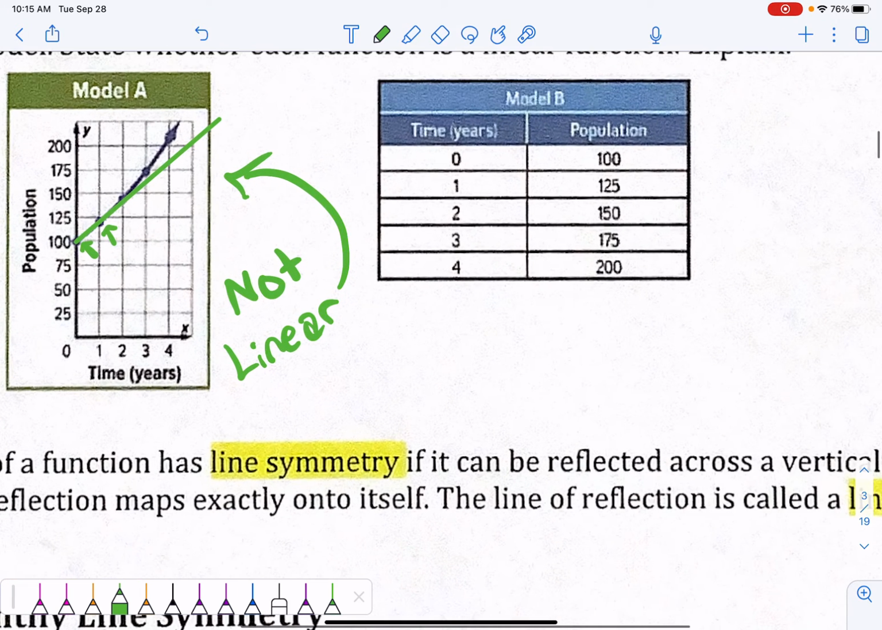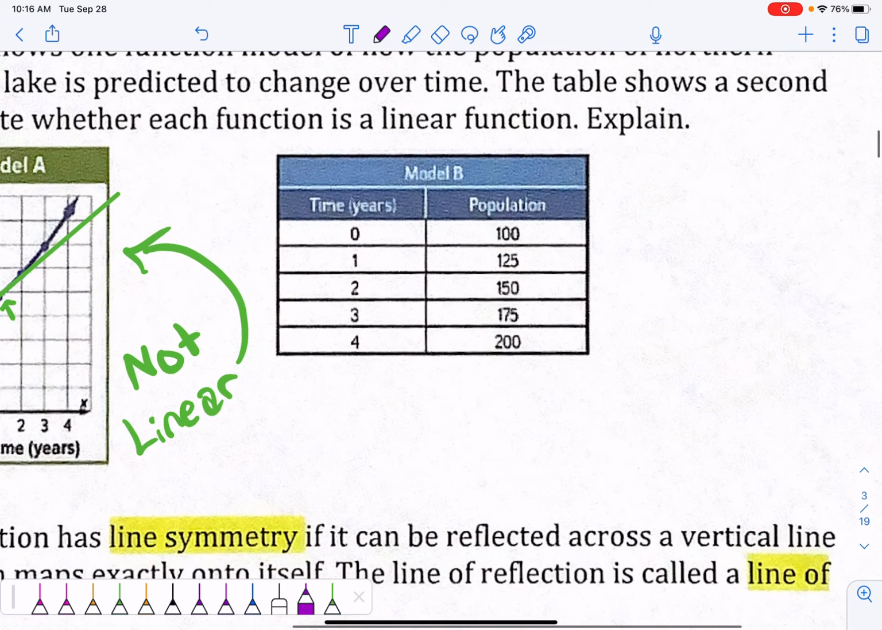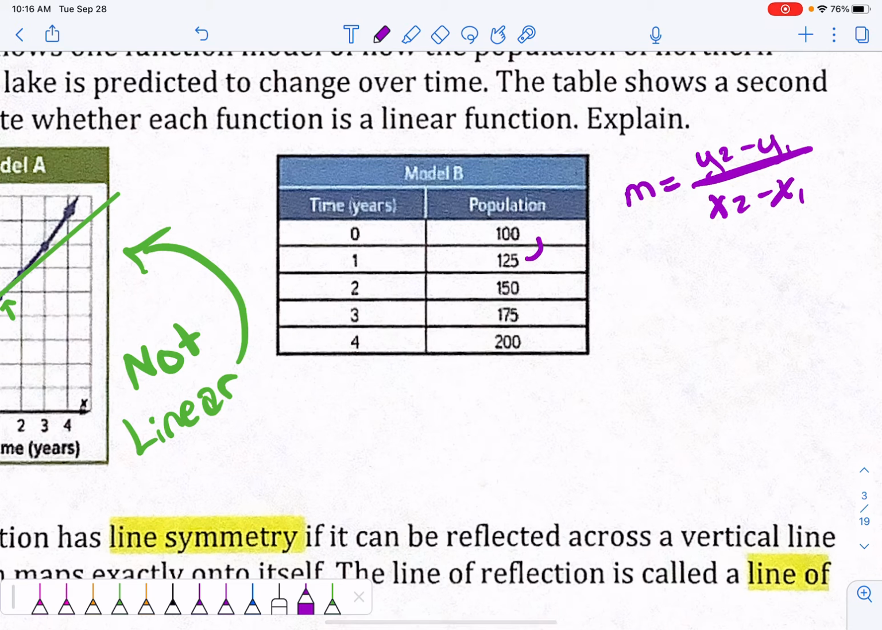Now let's look at model B, and when we look at the table, we've done this before actually. We're trying to see whether the values are going up by a constant amount each time, right? If I am trying to find slope, I'm doing y2 minus y1 over x2 minus x1, right? And we've done this before where we take this one minus this one, etc. But I'm not really interested in finding the slope at all. What I'm more interested in is whether it is linear or not.